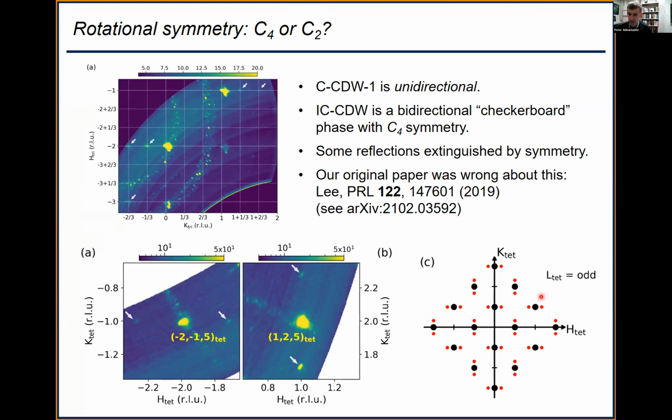They're actually extinguished by symmetry. This happens in crystals like silicon: there's a 1-1-1 reflection and a 3-3-3 reflection, but there's no 2-2-2. It's forbidden by symmetry because there are 2 silicon atoms in a unit cell and they're identical. So there's some kind of internal symmetry in this modulation that extinguishes some of the reflections. But anyway, the overall thing is C4. That was incorrectly reported in our earlier paper, but it's corrected in the new one that was just posted.